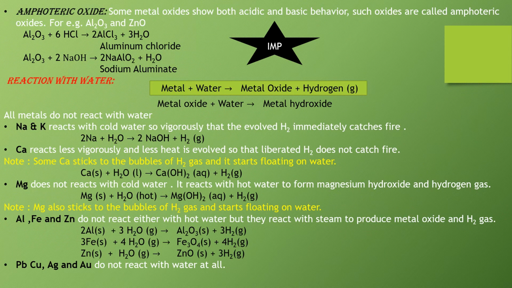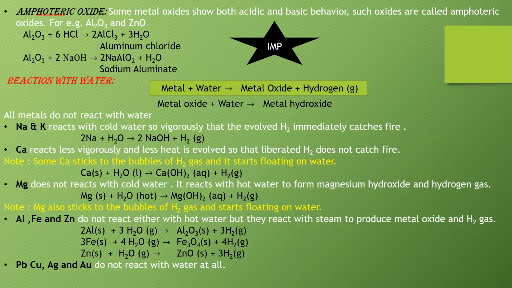Now what do you mean by amphoteric oxide? I already told you that metals form basic oxide. Generally metals form basic oxide, but there are some metals which form amphoteric oxide. Now what are amphoteric oxides? This is very very important. 5 markers में ये पूरा question पूछा जाता है.